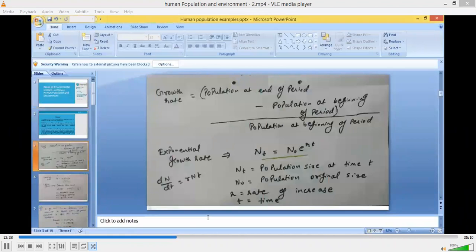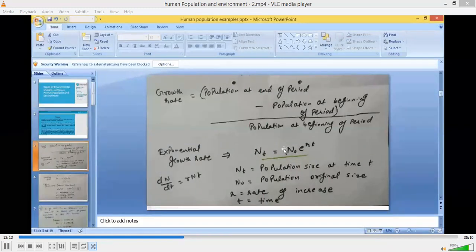Here, first of all, before solving the numericals, it is very important that you have a fair idea regarding the formulas that we are going to use. You need to first recall this equation: population at the end of the period minus population at the beginning. I gave you an example, 12 lakh minus 9 lakh, that is 3 lakh, divided by 9 lakh, and into 100 will give me the percentage value. So this growth rate is clear.